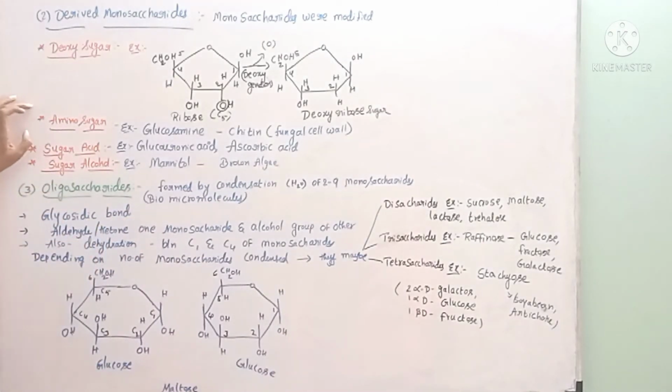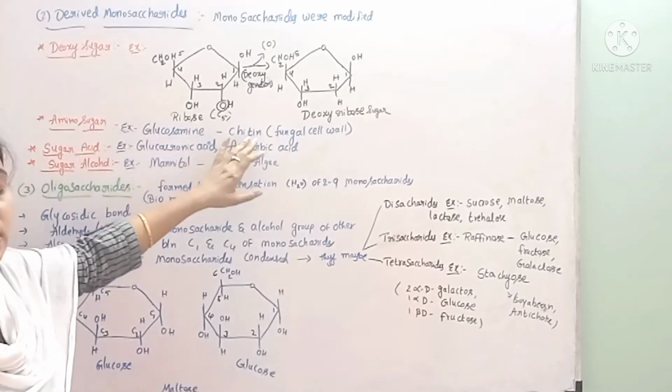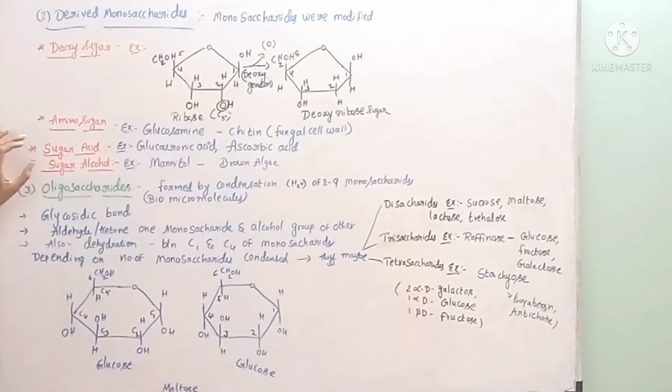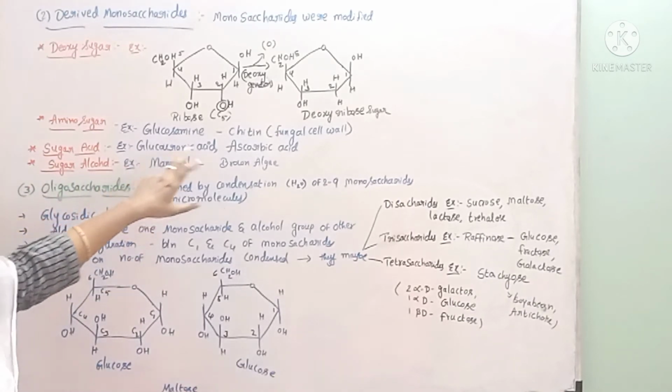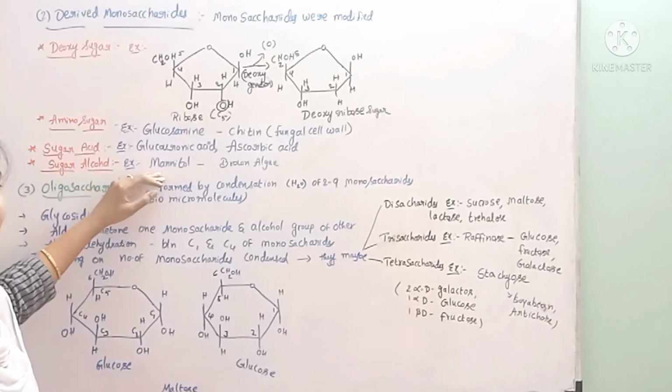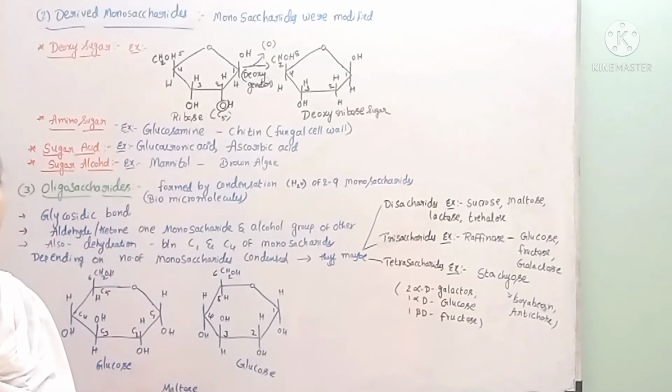And another one is the amino sugar. Amino sugar example is glucosamine, which is present in chitin. It is present in the cell wall of the fungi. And sugar acid. Sugar acid examples are glucuronic acid and ascorbic acid. And sugar alcohol. Sugar alcohol example is mannitol. This is present in the brown algae. These are some of the derived monosaccharides, and all these are biomicromolecules only. Next, the third one, the last one in the simple sugars, is the oligosaccharides.